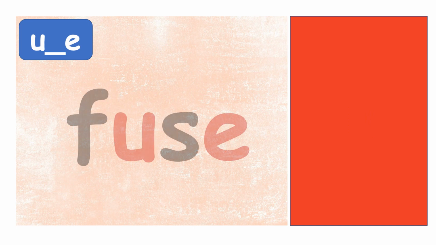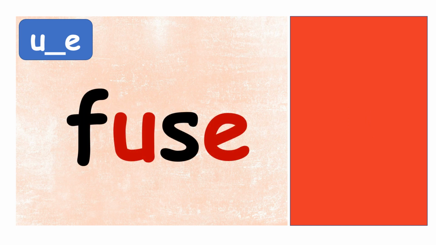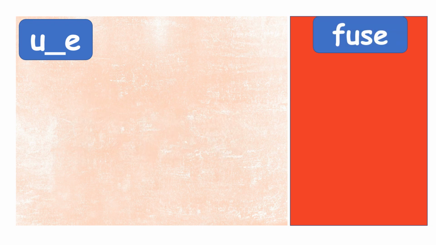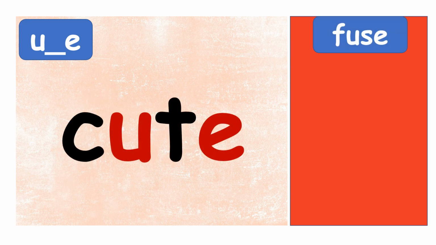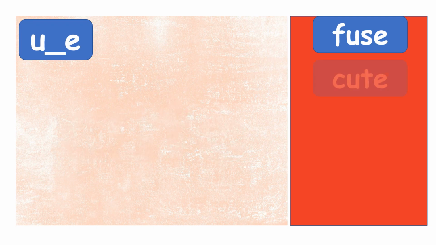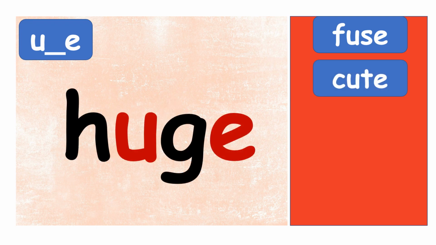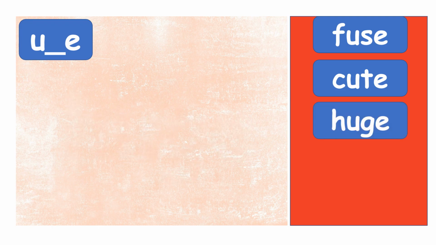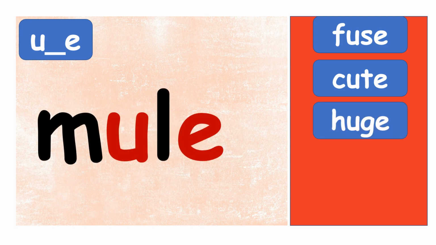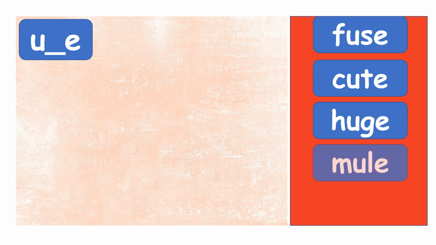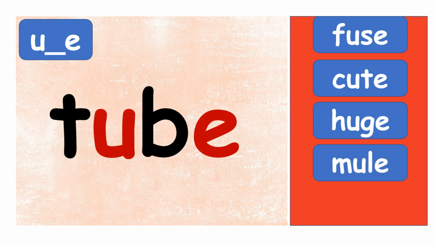When silent E is followed by a vowel U, it makes a sound U. UE makes a sound U. Examples: fuse, cute, huge, mule, tube.